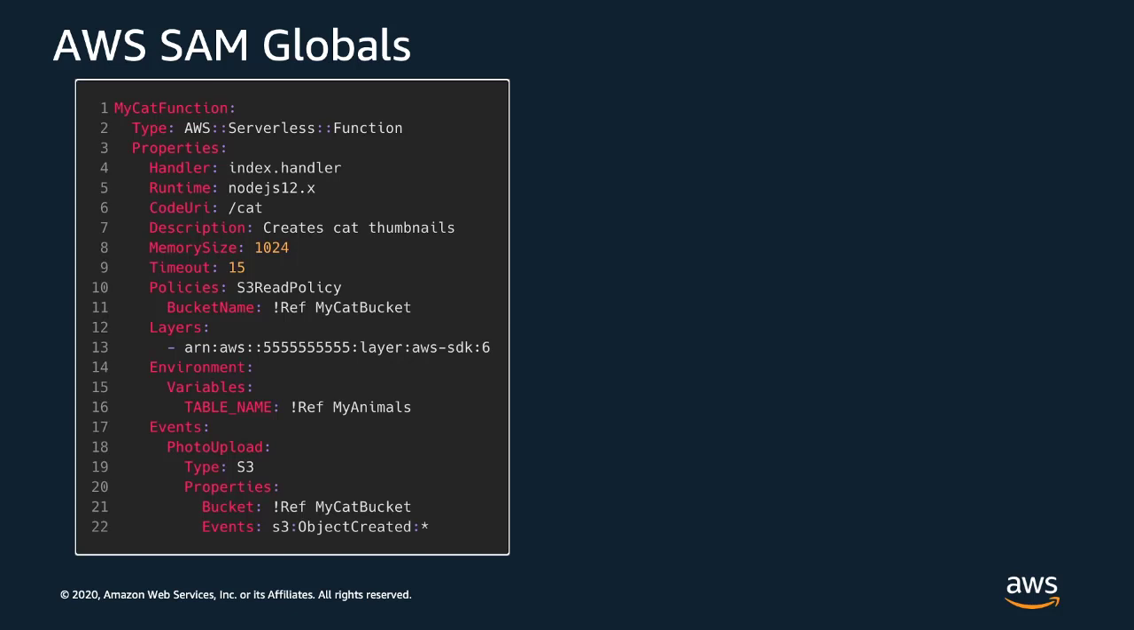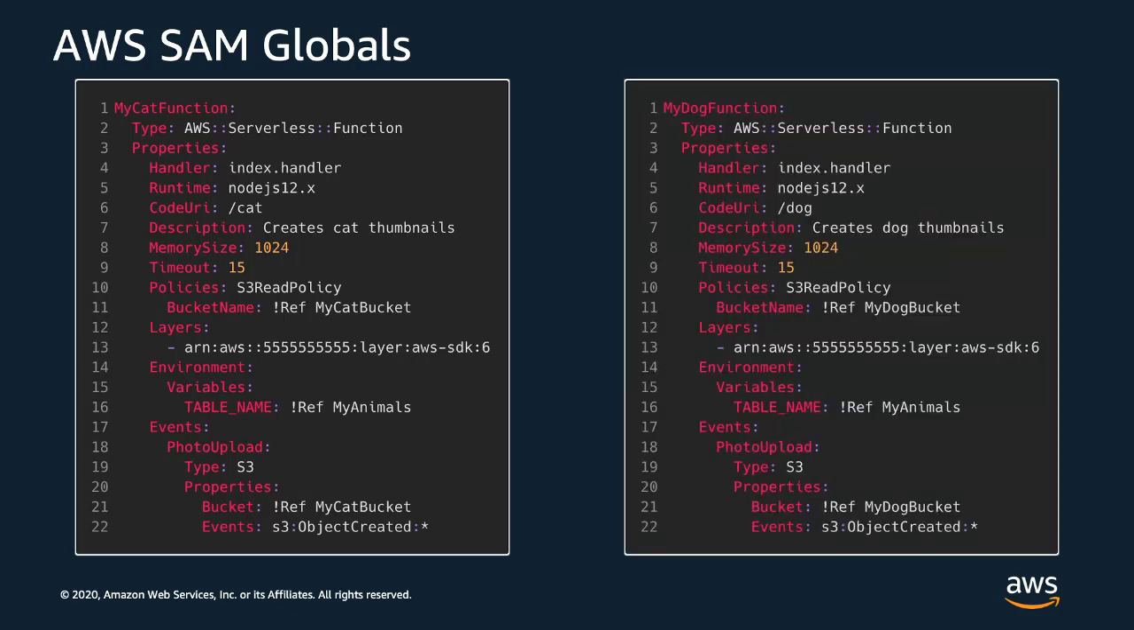Now, I'm going to be honest, I'm more of a dog person, so I also wrote a dog function. So these are my 2 functions. I have a cat function and I have a dog function. And you'll notice here, there's a lot of overlap. Both of them have the same memory size, have the same timeout. The handler's the same, the runtime's the same. And so what's happening here is I'm writing a lot of lines of code that don't really need to be there.